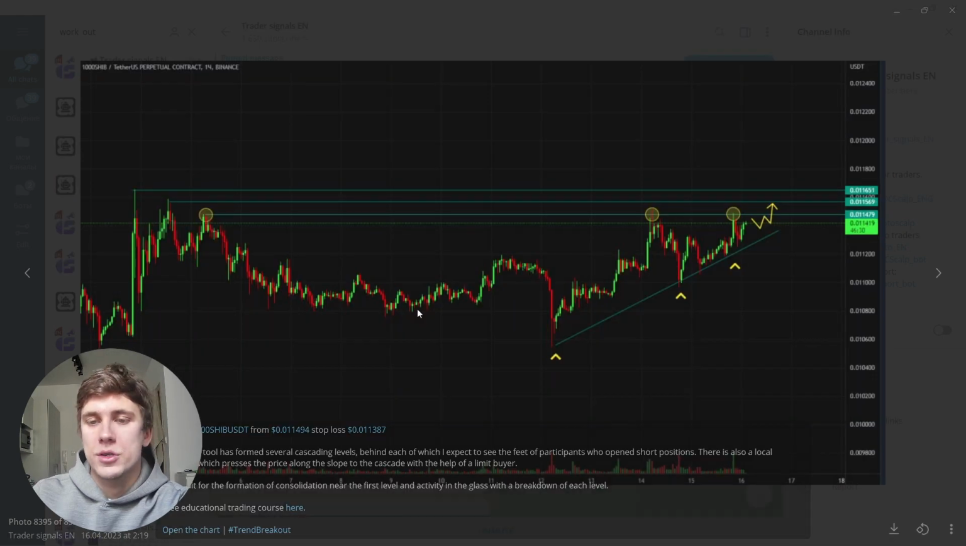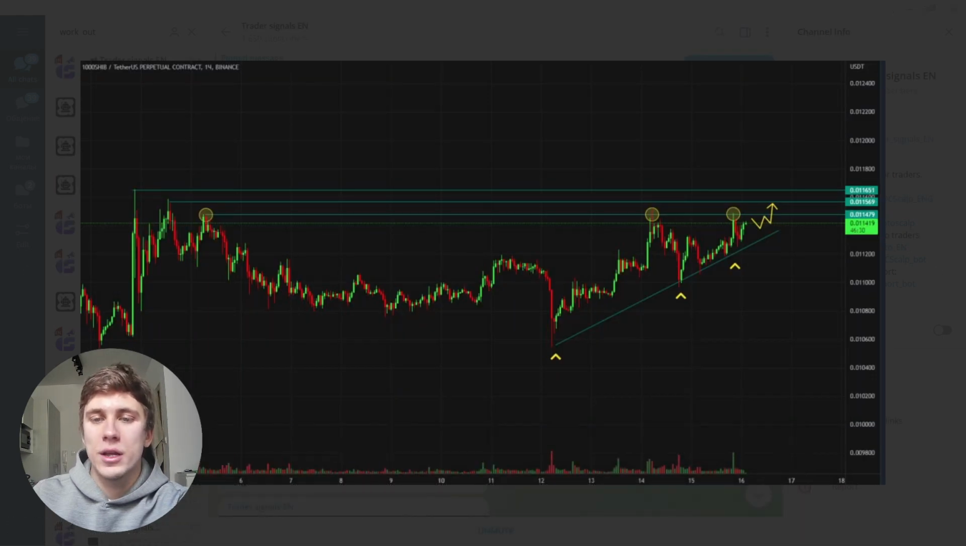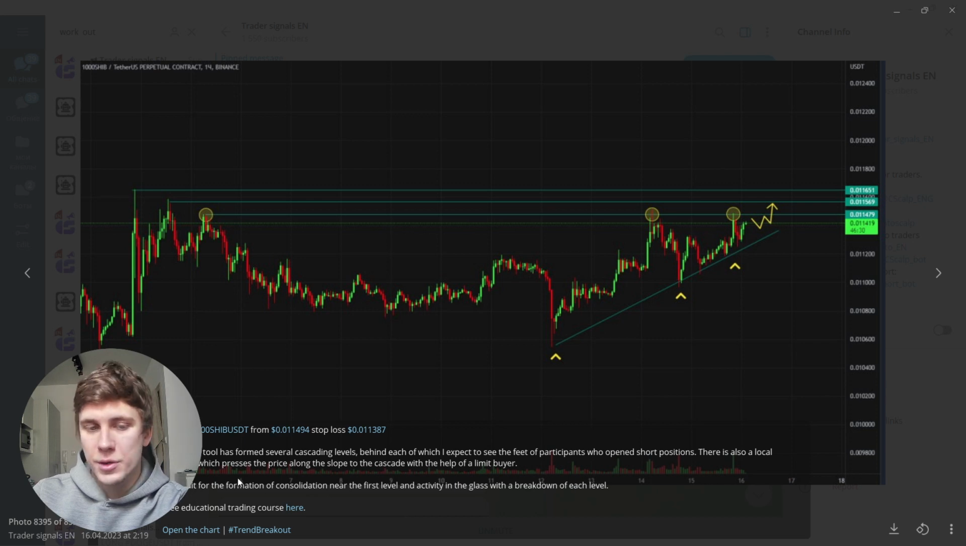The next setup is SHIB-USDT that looks really perfect. According to the description, the tool has formed several cascade levels, behind which the author expected to see the stops of participants who opened short positions. Moreover, there was a positive angle here, as you see, the local uptrend movement towards the breakout, towards the level where we previously had 3 touches. The more times we touch the level, the higher the probability of the breakout.